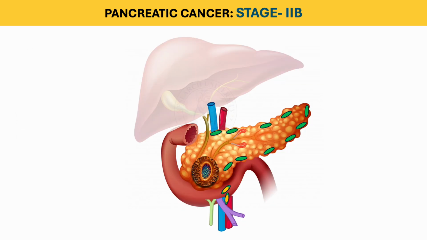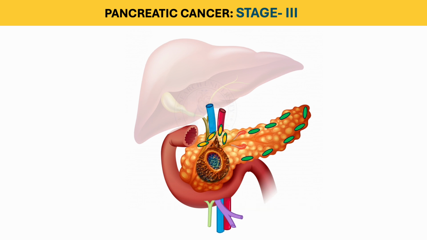The next stage is stage 2B. Pancreatic cancer stage 2B is characterized by a tumor of any size that has spread to 1 to 3 nearby lymph nodes but has not yet metastasized to other organs in the body. At this stage, cancer may have involved nearby tissues and organs such as the duodenum and bile duct. For stage 2 cancer, treatment options typically involve a combination of surgery, chemotherapy, and radiation therapy, with the aim of controlling the cancer and improving the patient's outcome.